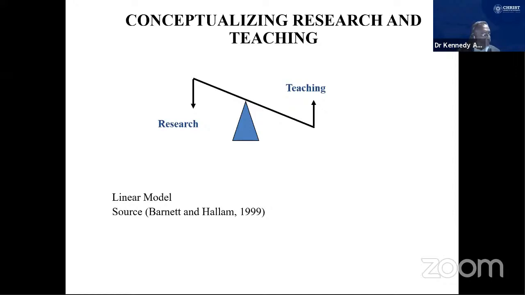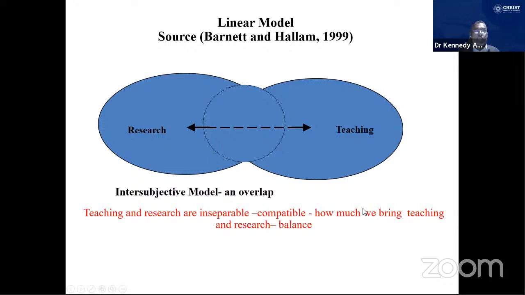So, how we have been looking at research, okay, from the works of Barnett and Hallam. Now, they talk about something called an incompatible thesis. Okay, so where research is compromised for teaching, but then they also propose another model, called the intersubjective model, where it overlaps, and teaching and research are inseparable and compatible, how much we bring teaching and research into balance.